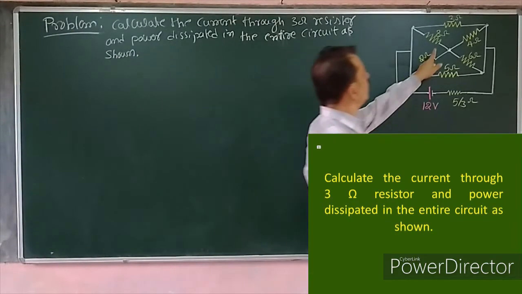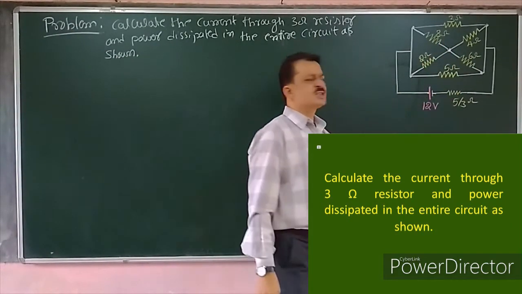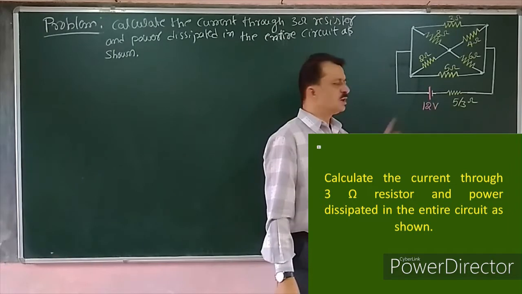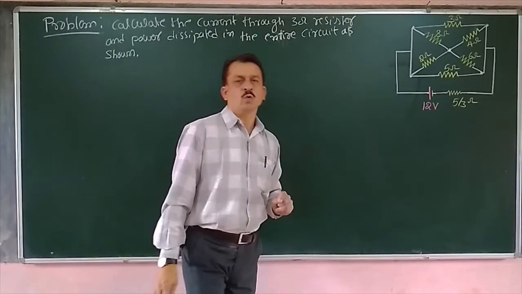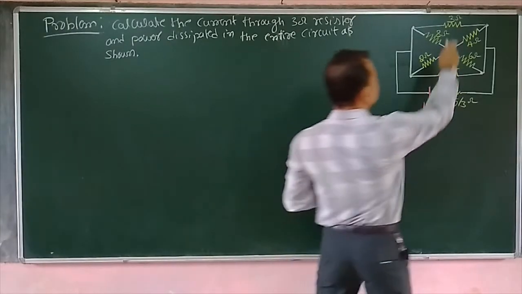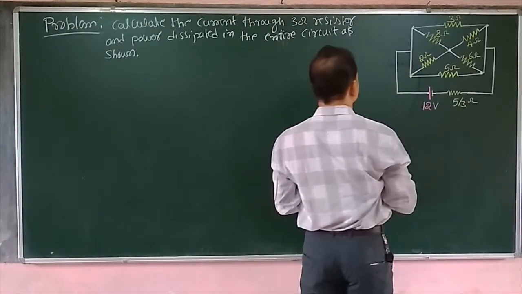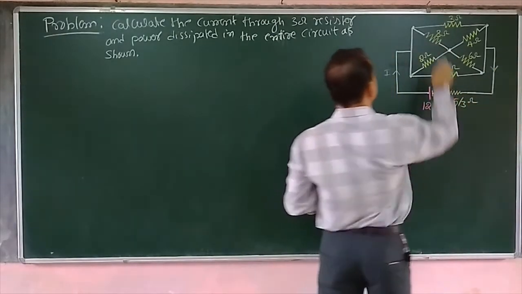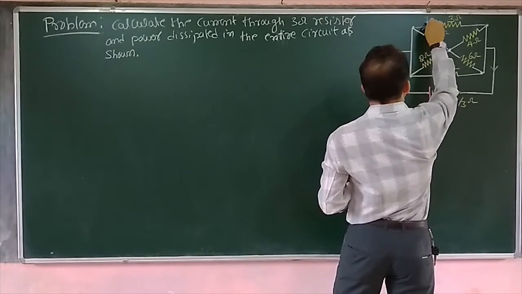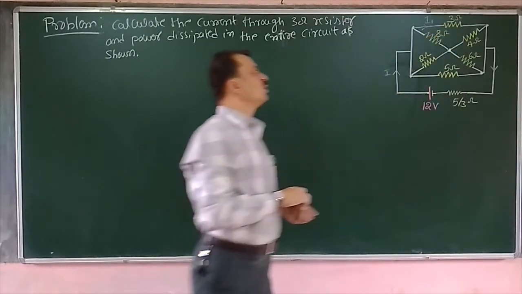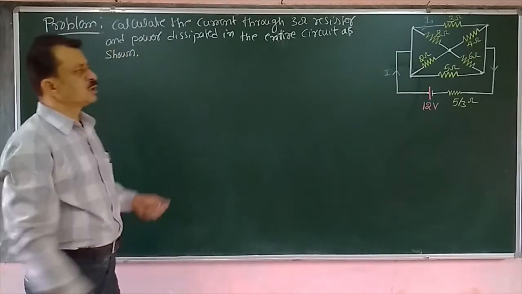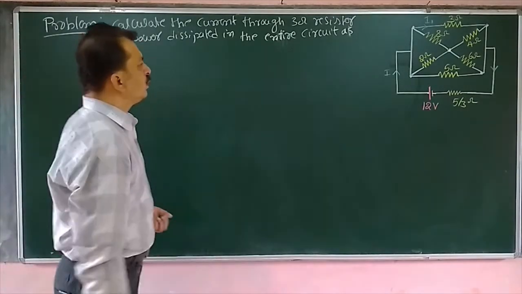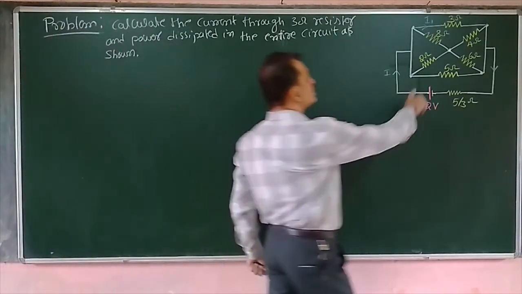Next problem: calculate the current through the 3 ohm resistor and the power dissipated in the entire circuit as shown. Now here we have 6 resistors connected in a network across a battery of EMF 12 volts and internal resistance 5 by 3 ohms. If I is the current flowing in the main circuit, and I1 is the current flowing in the 3 ohm resistor, we have to calculate I1 and also the total power dissipated in the entire circuit. First we will find the equivalent resistance.